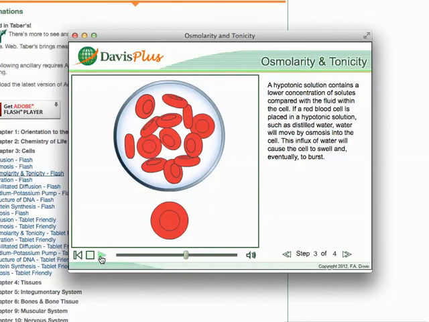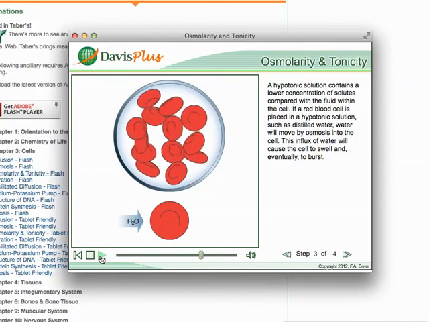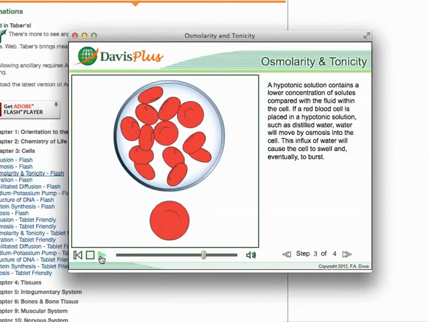A hypotonic solution contains a lower concentration of solutes compared with the fluid within the cell. If a red blood cell is placed in a hypotonic solution, such as distilled water, water will move by osmosis into the cell. This influx of water will cause the cell to swell and, eventually, to burst.